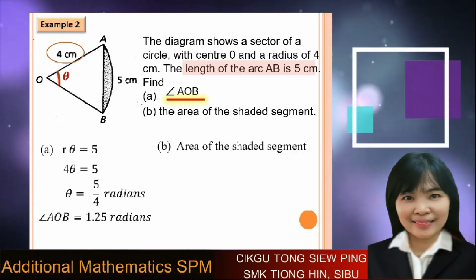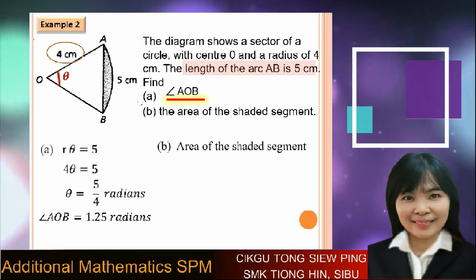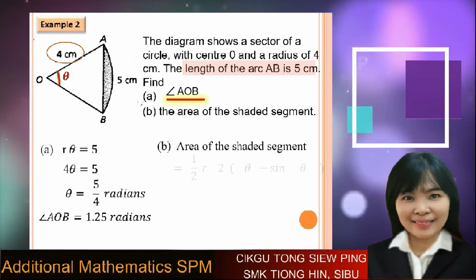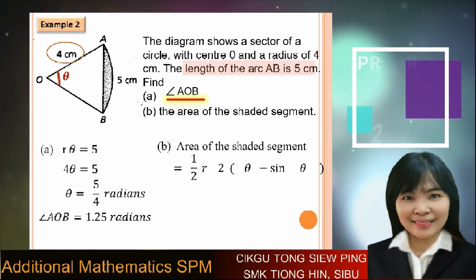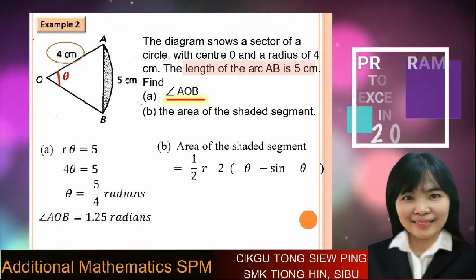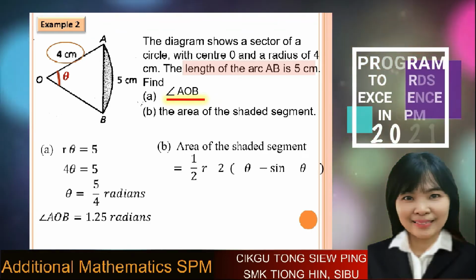Part B. Find the area of the shaded segment. We can find the area of the shaded segment by using the segment formula. That is 1/2 r squared bracket theta minus sine theta.